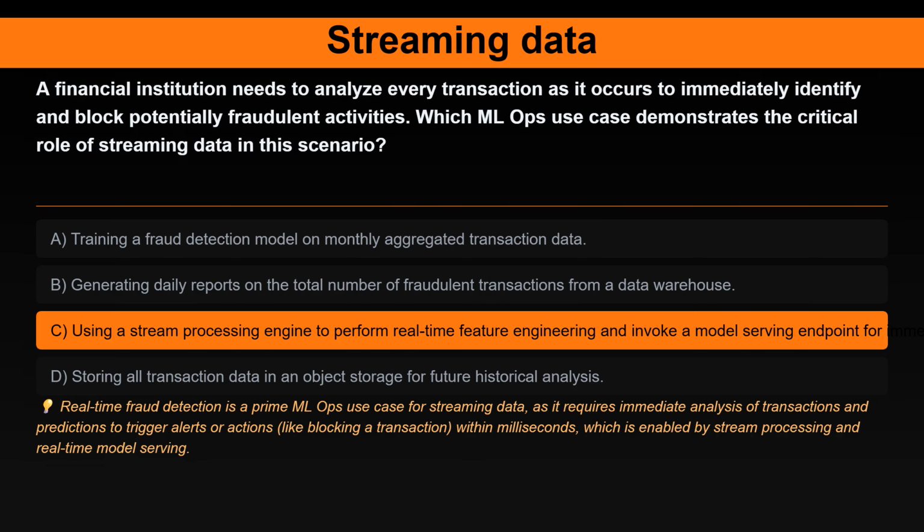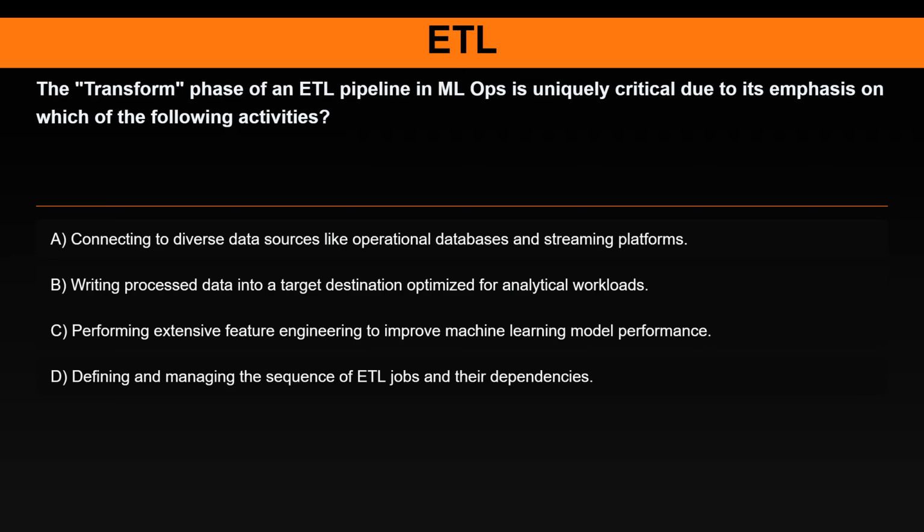The correct answer is using a stream processing engine to perform real-time feature engineering and invoke a model-serving endpoint for immediate fraud prediction. Here's the explanation. Real-time fraud detection is a prime MLOps use case for streaming data, as it requires immediate analysis of transactions and predictions to trigger alerts or actions, like blocking a transaction, within milliseconds, which is enabled by stream processing and real-time model serving.